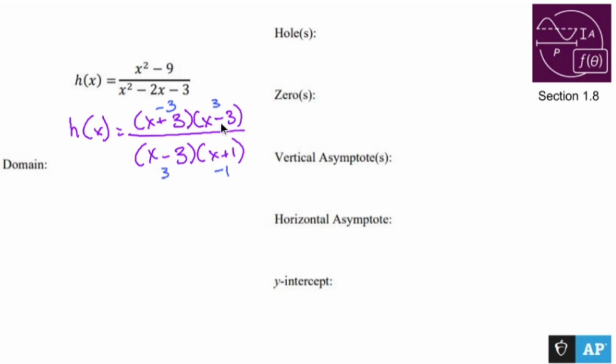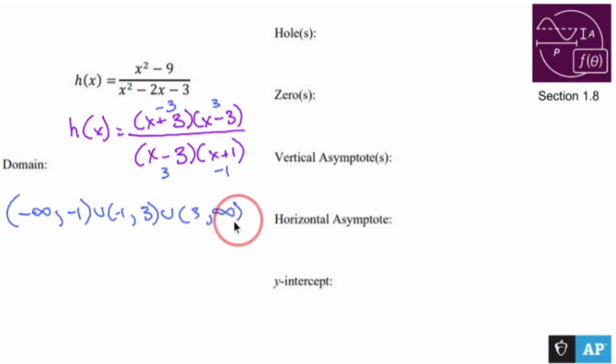And if you're thinking, well, what about these? Aren't these going to cross out? Yeah, kind of, but the original problem looks like this. And so we have to take into consideration the original problem before we cross anything out. So I'm not allowed to plug in -1, and I'm not allowed to plug in 3. So the domain is going to be everything up until -1, -1 to 3, union, and 3 on to infinity.